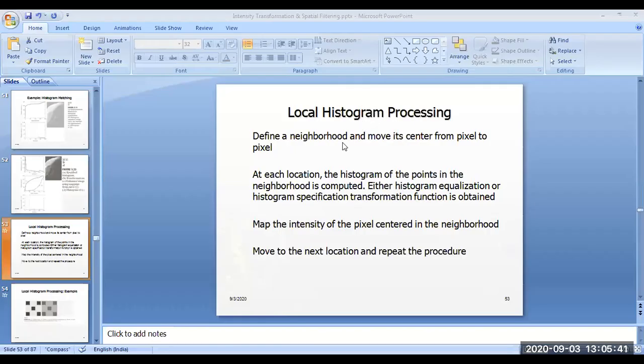In the last class, we discussed our histogram process, the second process, that is histogram matching. Histogram matching is also called histogram specification. So the other name for histogram matching is histogram specification. There are two types of histogram process completed: histogram equalization and histogram matching or histogram specification.